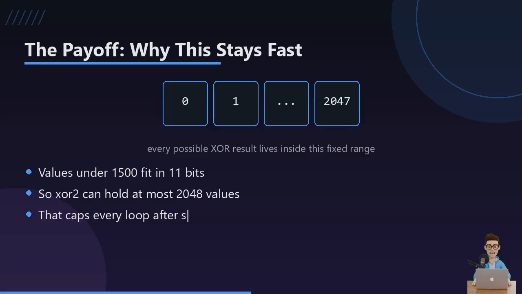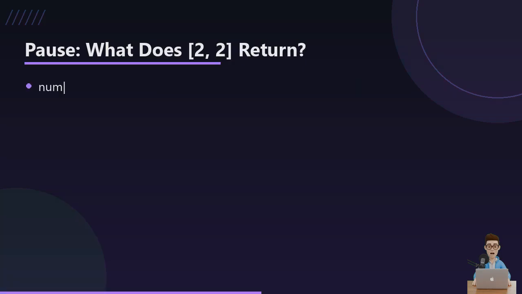Here's the click moment. Since every value is under 1500, it fits in just 11 bits, so any XOR of them is under 2048. That means XOR2 can never grow past 2048 entries, so step 3 is always fast, no matter how big the array is. Clean.